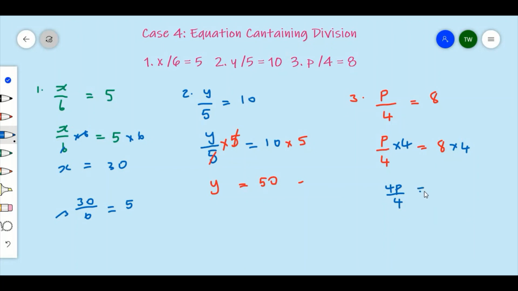Is equal to 8 times 4, that's going to give us 32. Here we can go further. So 4 will cancel out 4. Therefore, p is equal to 32. And you can do a quick check. If you replace p with 32, 32 divided by 4, that gives you 8. So therefore, the answer is correct.